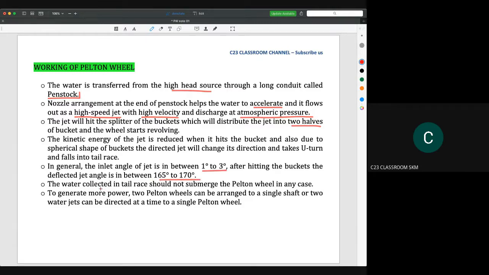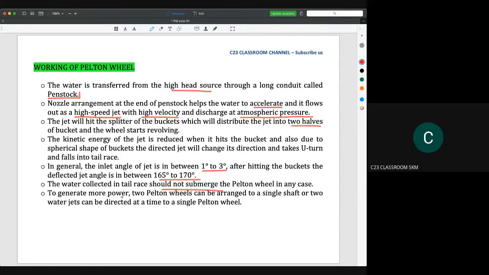The water collected in the tail race should not submerge the Pelton wheel in any case. So why is it not submerged? Because if the water submerges the Pelton wheel, it will give resistance to the wheel to rotate.